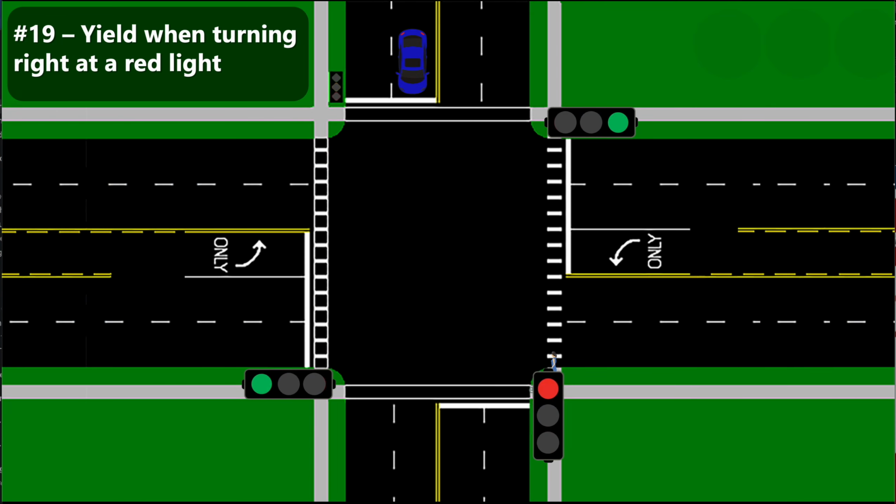Number 19, yield to everyone when turning right on a red light. Yield to everyone, including cross traffic coming from your left, people making U-turns like the red car there, and of course left turning traffic on the other side. A lot of people forget they have to yield to U-turns here, and probably for me this is the most common reason I score right-of-way, the 4-point variety. It's for people failing to yield to those making U-turns in a right on red situation.